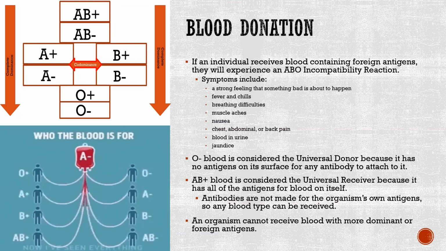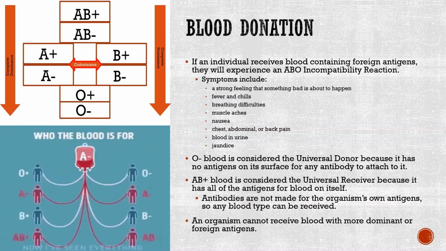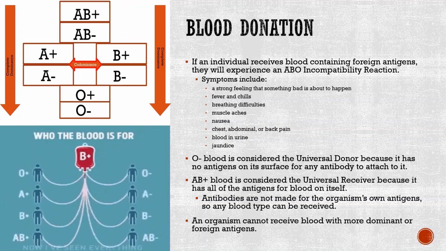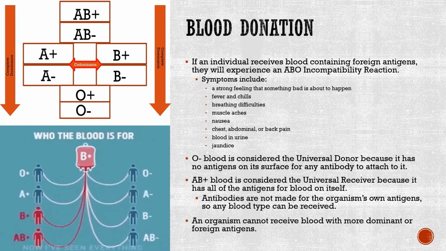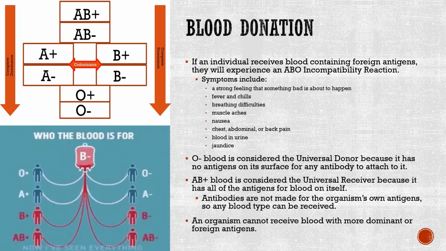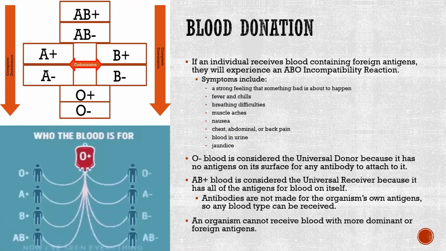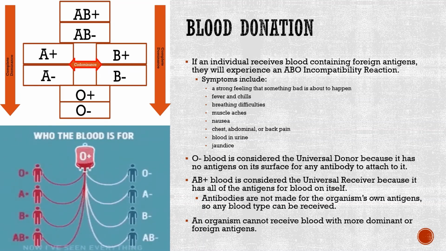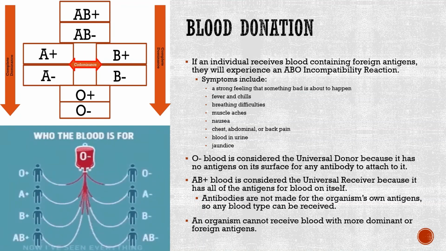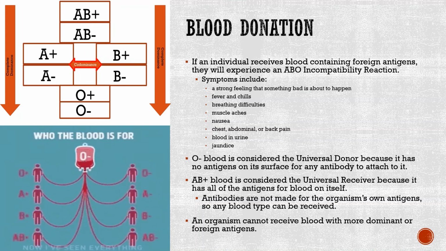And then the last bullet point is that an organism cannot receive blood with more dominant or foreign antigens. So if we look at the picture in the top left, you can see AB positive is dominant to AB negative. So an AB positive person can receive AB negative or AB positive blood. A positive can receive A negative, O positive, O negative. B positive person can receive B negative, O positive, or O negative. So basically, if you are positive blood, you can receive anything positive. If you are A, you can receive another A or O. B, you can receive another B or O.